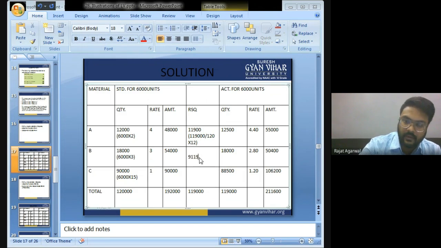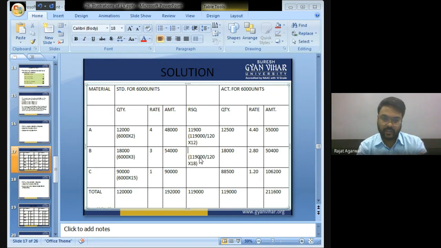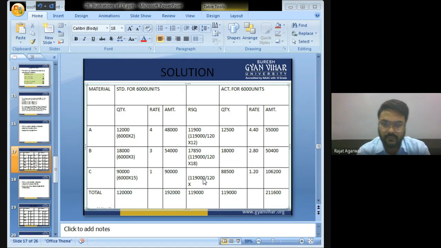Then 1,19,000 divided by 120 into 18, 17,850. Then 1,19,000 divided by 120 into 90.